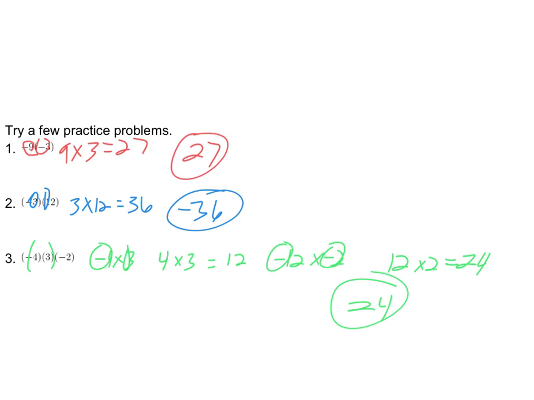For the last one, multiplying three numbers together, I multiply the first two together, negative 4 and 3. So I multiply 4 times 3 and get 12. And I look at the signs, it's one of each, so it's a negative 12. So I've got negative 12 times negative 2. I can do 12 times 2 to get 24. Both of my signs are negative, so that means my answer will be a positive 24.